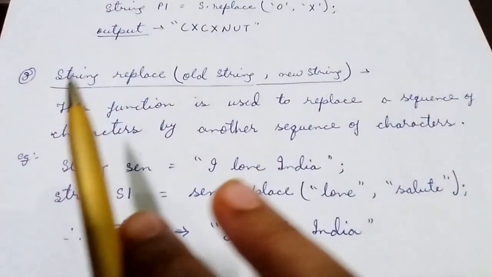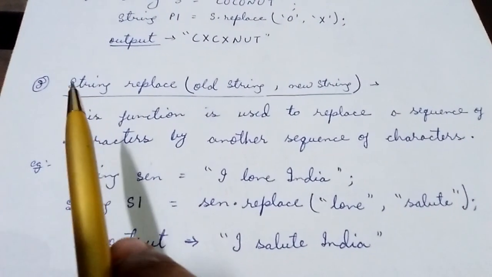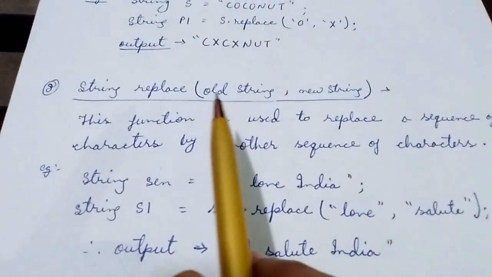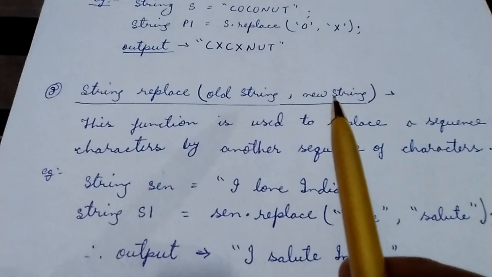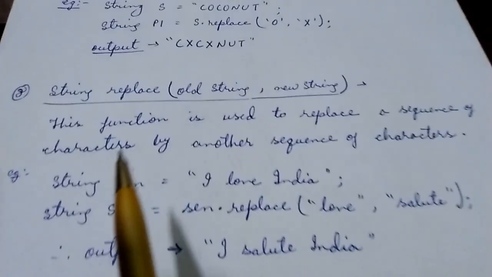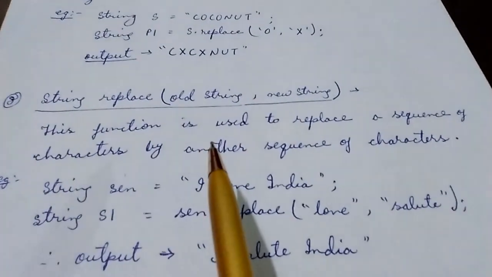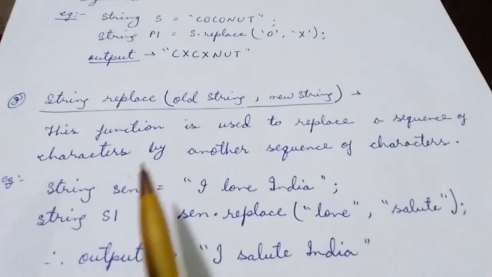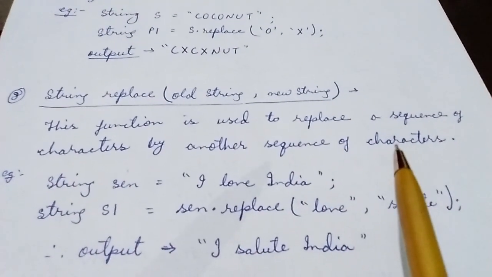We will see the replace function with the string, where multiple characters can be replaced. So we see the syntax is more or less the same. String dot replace old string with the new string. This function is used to replace a sequence of characters by another sequence of characters.